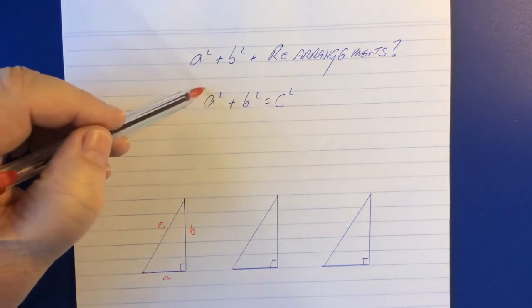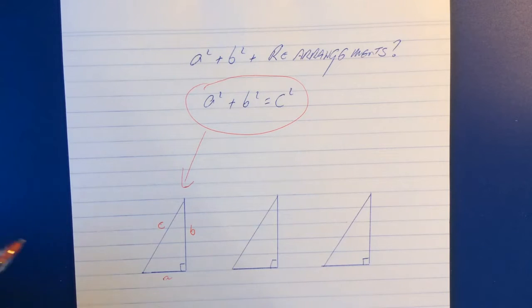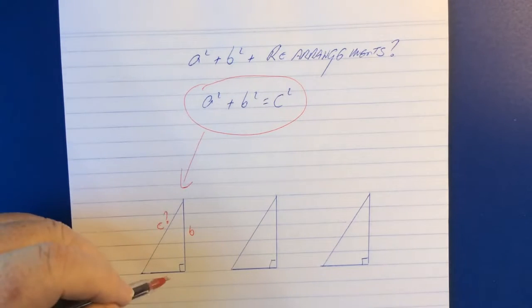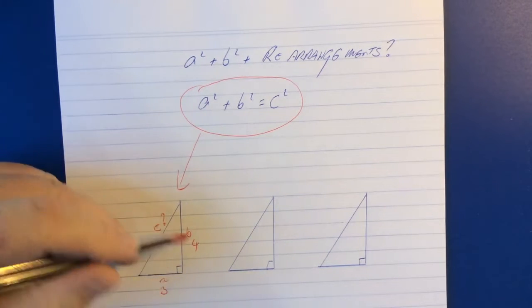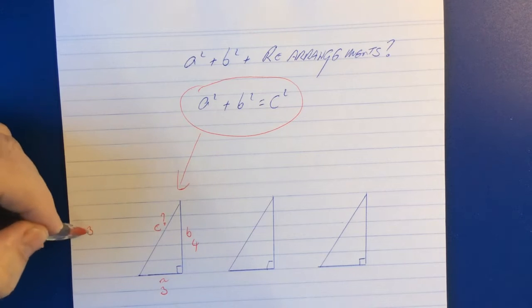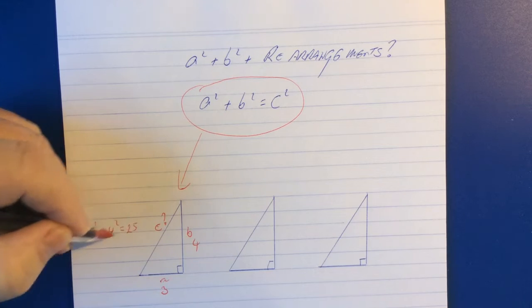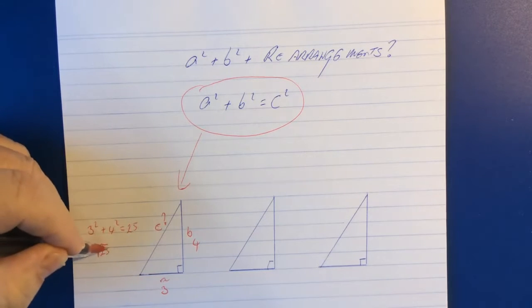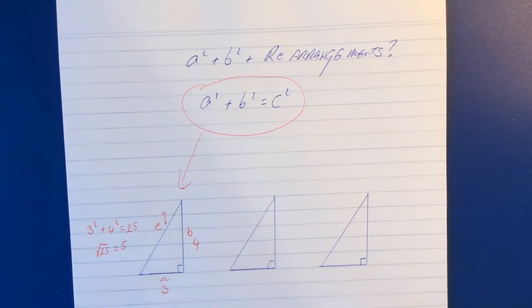Now, that works for that case, where we don't know that side, but we do know this. So if this is 3 and this is 4, we can work out what c is, because 3 squared plus 4 squared equals 25. The square root of 25 equals 5. That has found c. Now, we're going to use the same numbers, but we're going to do something different.